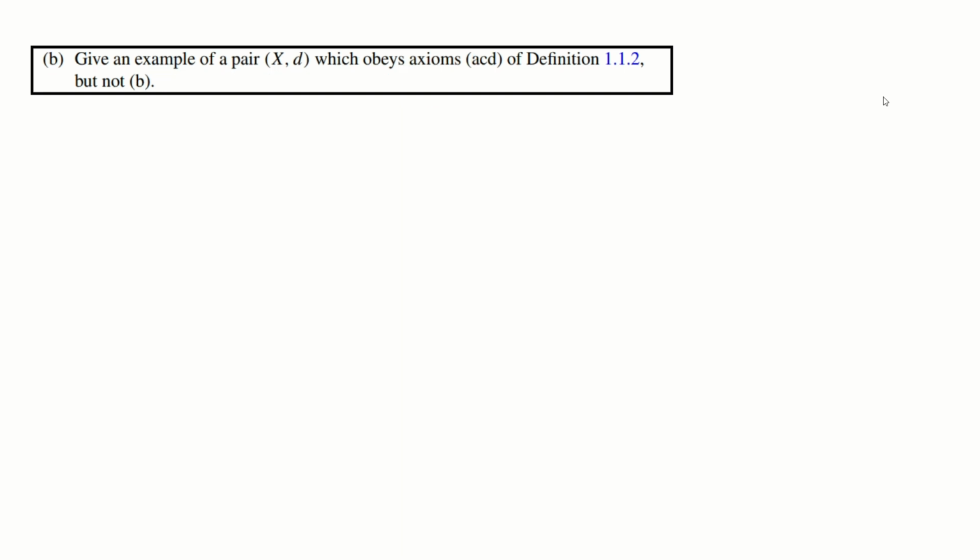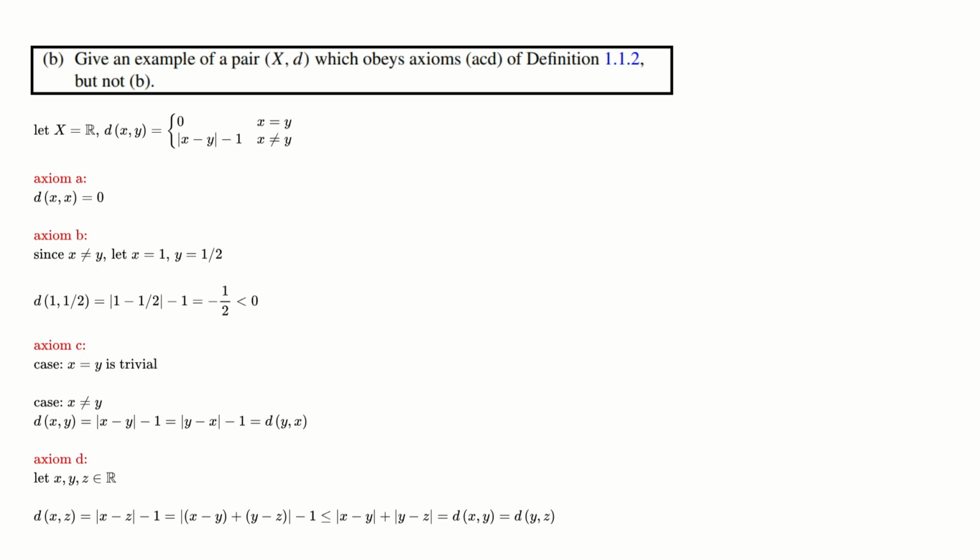So for part B, it says, give an example of a pair, space X and metric d, which obeys axioms A, C, D. So let's define the metric right here, space X equal to the set of real numbers. This metric is going to be a piecewise function such that it is 0 when X is equal to Y, and when X is not equal to Y, it's going to be the absolute value of X minus Y, minus 1 right here. So part A is trivially true.